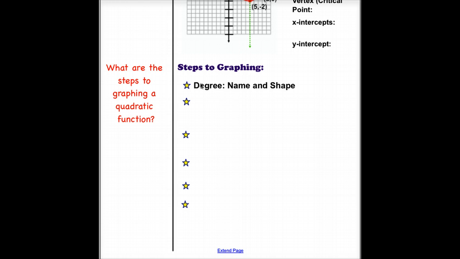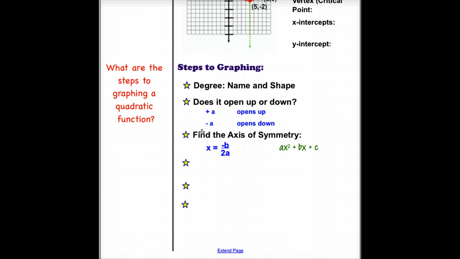The name of it will always be a quadratic. If it has two terms, it will be a binomial. And if it has three terms, it will be a trinomial. The next step is going to be, does it open up or down, this end behavior. If the a value is positive, it will open up. If the a value is negative, it will open down.